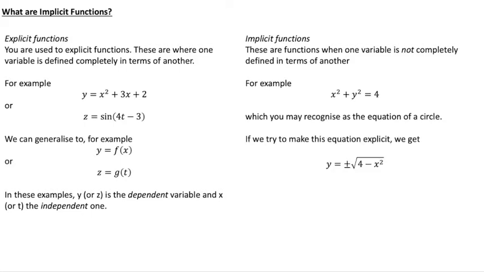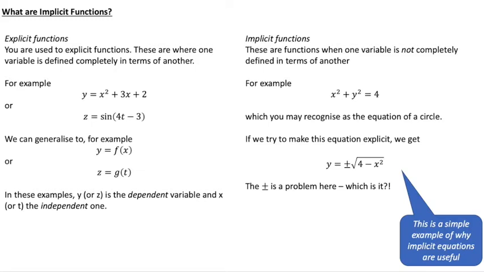Now, if we try to make this equation explicit, then we can rearrange it to get y equals plus or minus the square root of 4 minus x squared. But we've got a problem, because is it plus or is it minus? We can't have a function where we've got two different answers for various values of x.